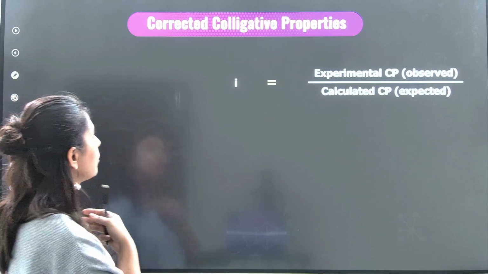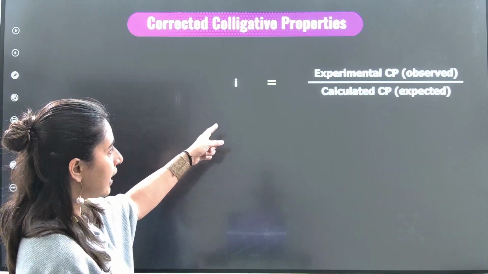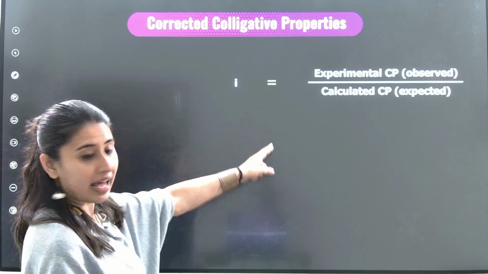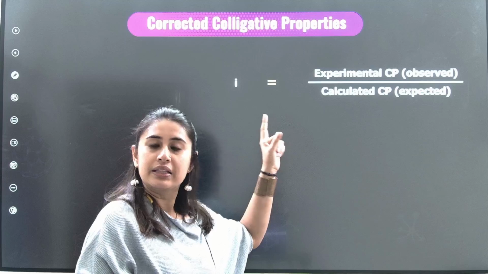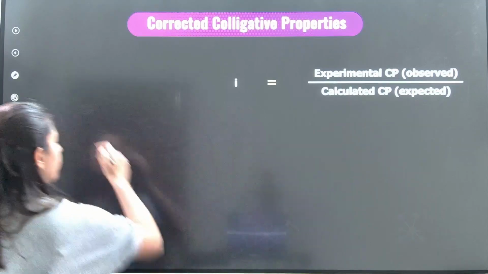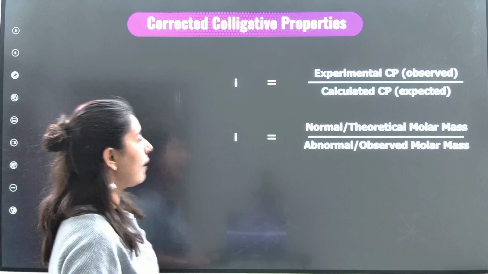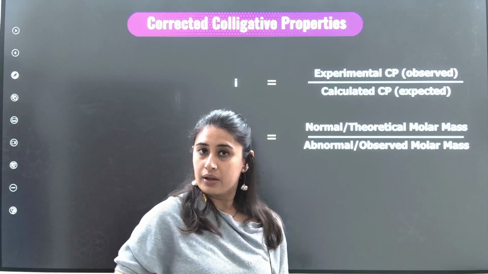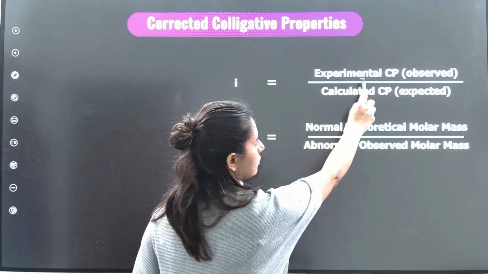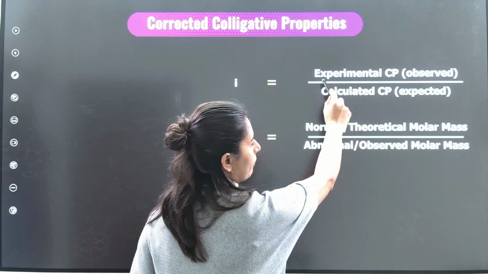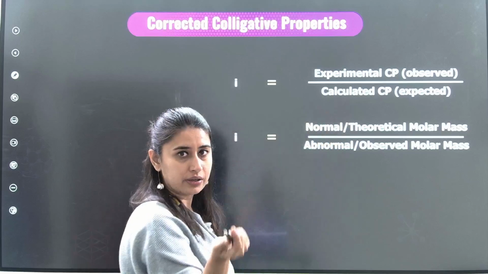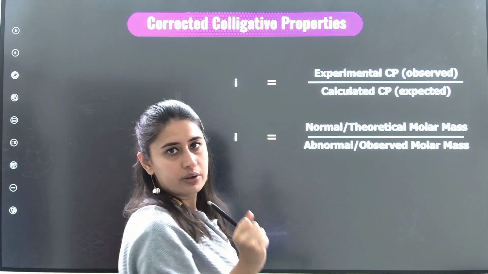So you can see that corrected colligative properties, i is equal to the experimental colligative property divided by the calculated colligative property. This is again a formula that should stay with you. The second one for the colligative property, abnormal and the theoretical, this is taken care of here. So experimental is the actual colligative property which has been experimentally observed, divided by what we are finding out through calculations. So this is the first one.